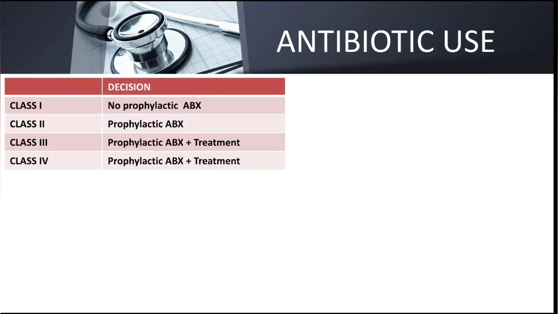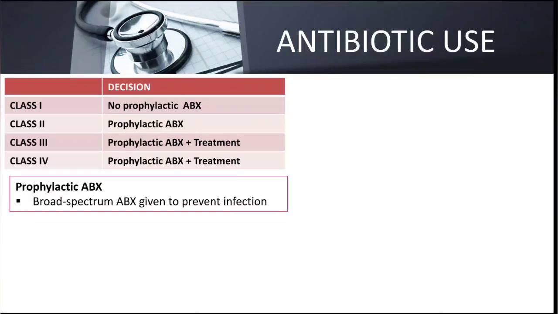For class 1, there is no need for prophylactic antibiotics. For class 2, you have to give prophylactic antibiotics. And for class 3 and class 4, you have to give both prophylactic and treatment antibiotics. All right. So, what are prophylactic antibiotics? These are broad spectrum antibiotics that are given to prevent infection. You need to prevent infection.